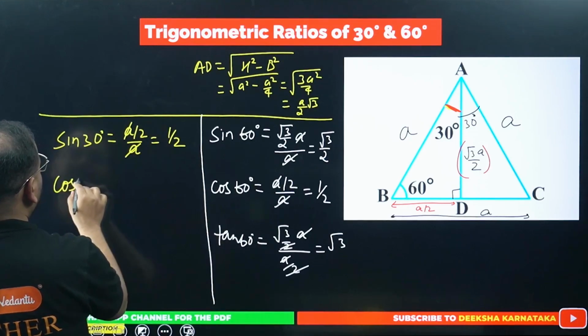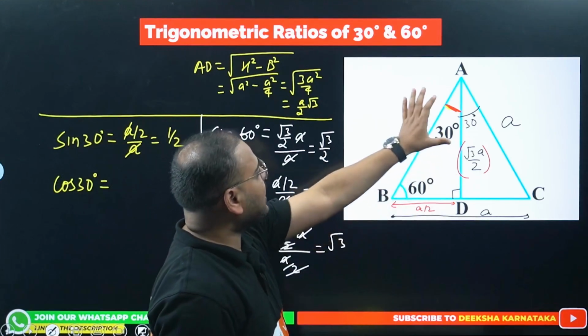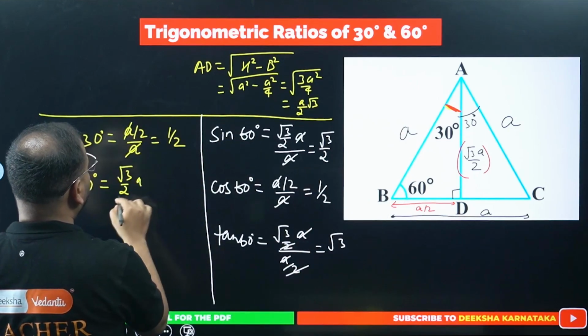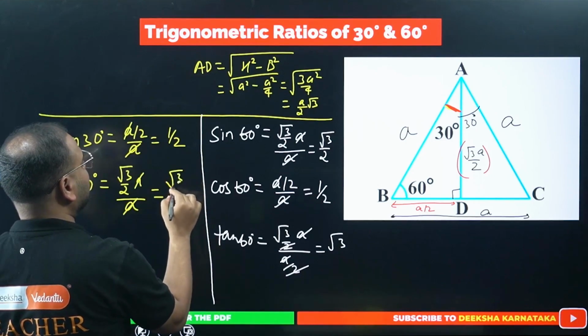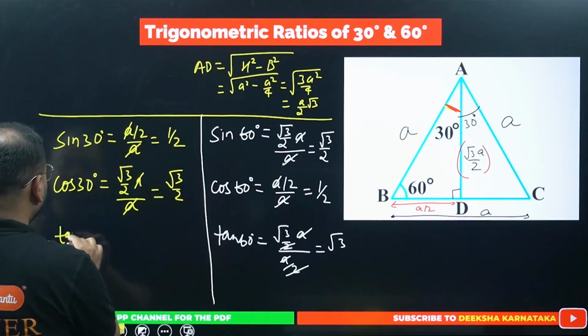So we'll do cos 30. Cos 30 degree will be what? Adjacent by hypotenuse. So root 3 A by 2 A, the A cancels. So the answer is the leftover, root 3 by 2. Cos 30 is done. What about the next one?